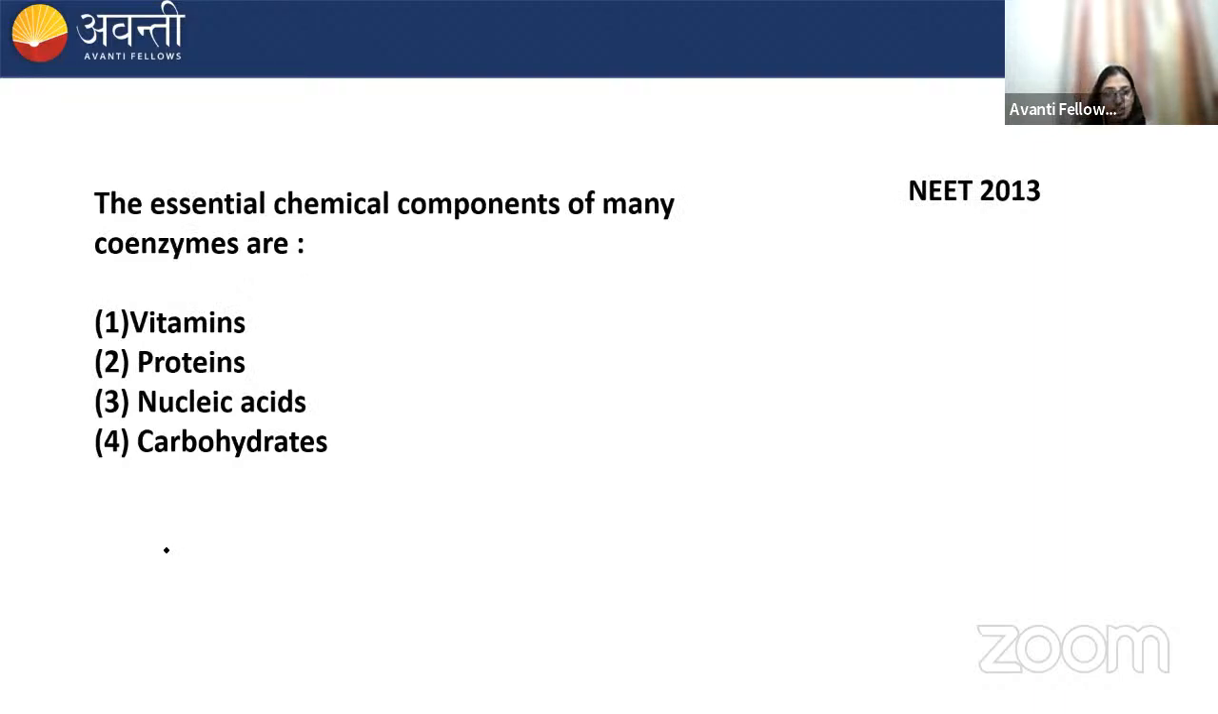Now moving to next question. The essential chemical component of many coenzymes are. Options are 1 vitamin, 2 protein, 3 nucleic acid, 4 carbohydrate. So the essential chemical component of many coenzymes are vitamins.